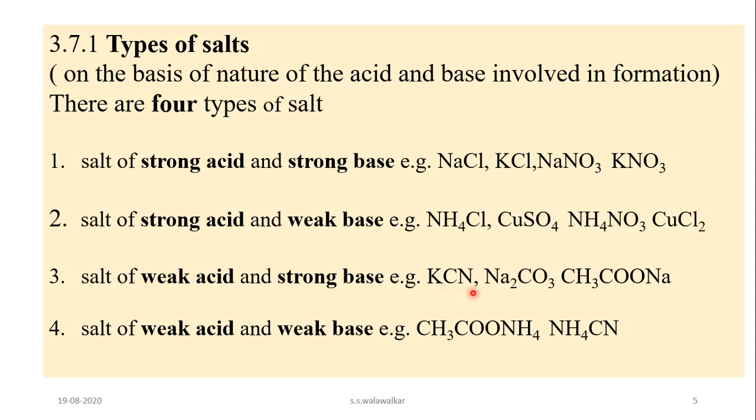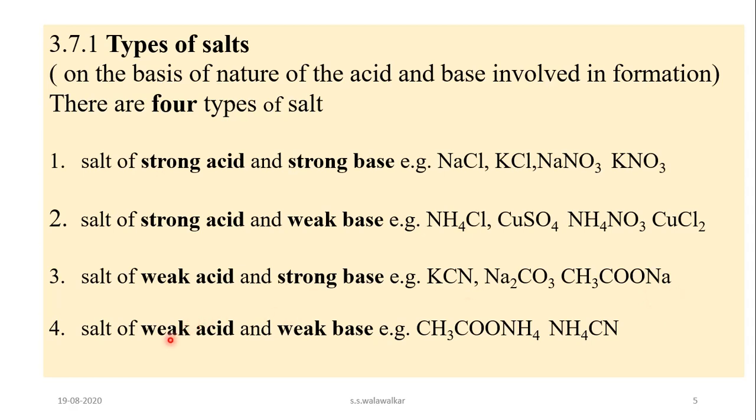For example, potassium cyanide. Potassium cyanide is formed from strong base KOH and weak acid hydrogen cyanide. Here sodium carbonate formed from weak acid carbonic acid H2CO3 and strong base NaOH. Or here sodium acetate, it is formed from weak acid acetic acid and strong base NaOH.